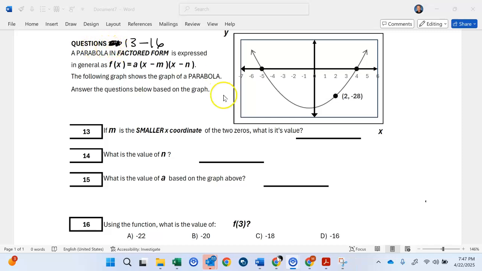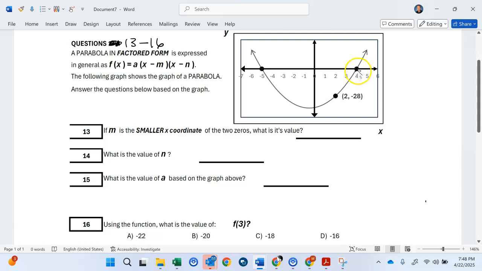Okay, so the next question type we have is 13 through 16. I think it says 1 through 4 there, but I crossed it out and fixed it here. So if yours says 1 through 4, please change it to 13 to 16, because those are the questions we have right here, okay? We have another parabola, so please go ahead and read that.